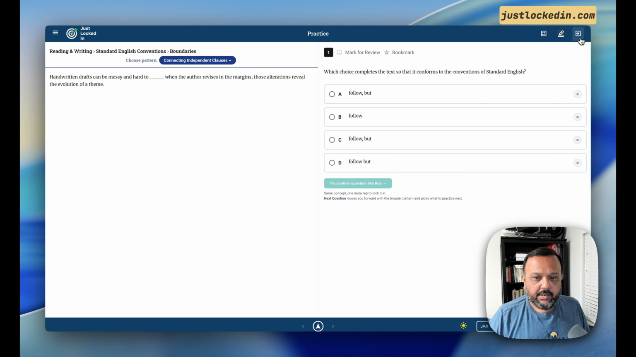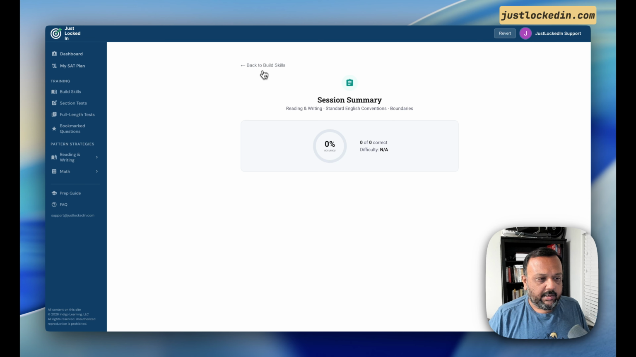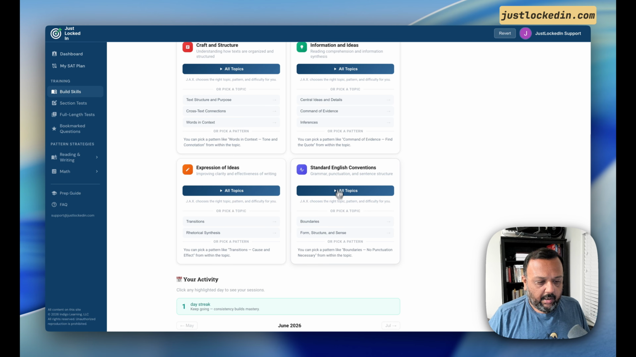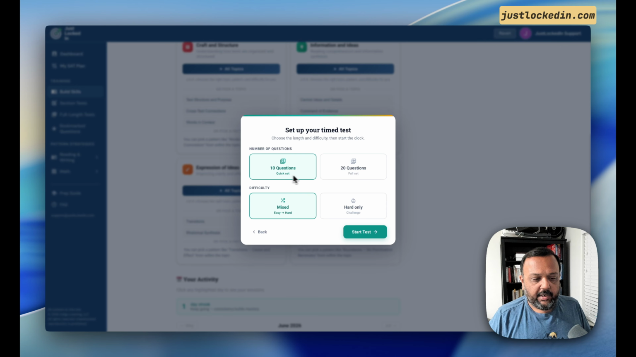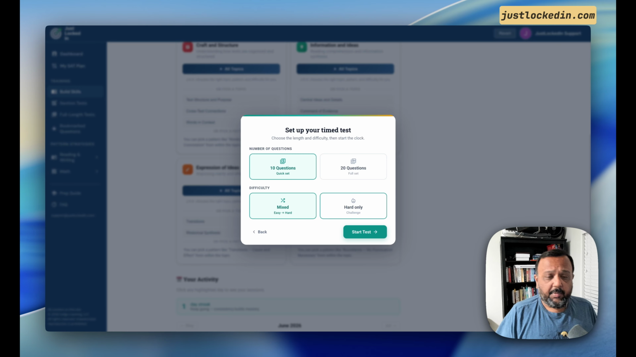All right. The other thing you could also do is click on boundaries, and you could start a timed practice test. You could do a 10 question test or a 20 question test. You could do mixed difficulty or a hard only test. So you can create on-demand tests on a specific topic. This is pretty nice and useful, and this is how you practice and improve your score.